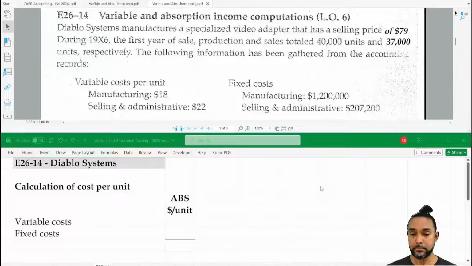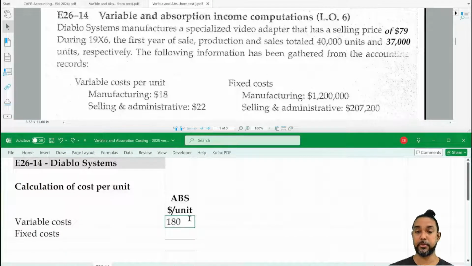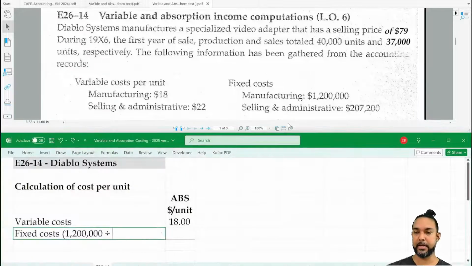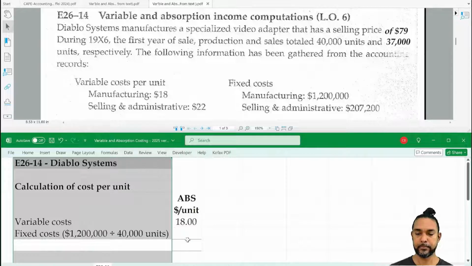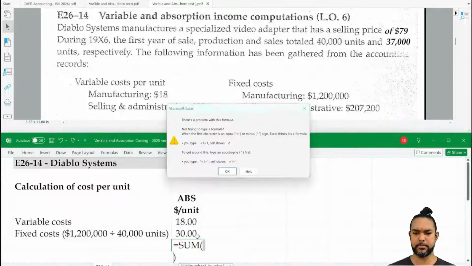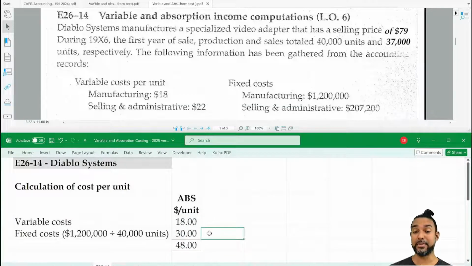Anyhow, right, so the variable cost, $18 per unit, right? The fixed costs, right, so we said that we have 1.2 million, and we are going to divide that by the number of units produced. All right, so 1.2 million divided by 40,000. That would work out at 30. Right, so the production cost per unit, okay, yeah, it's $48 per unit.